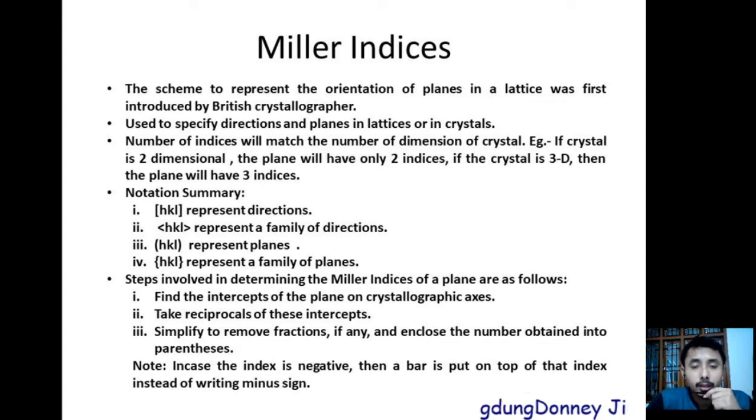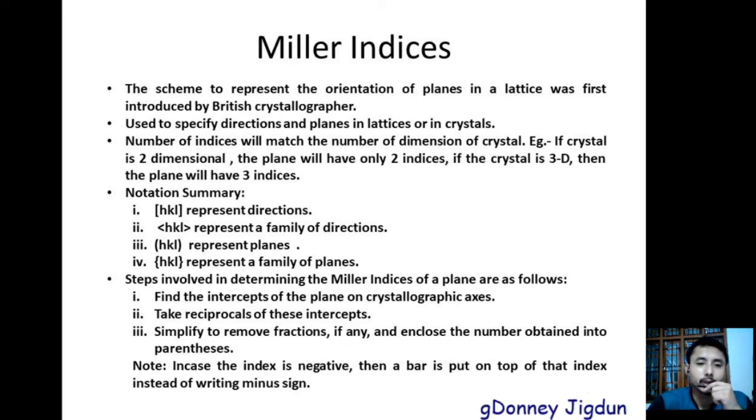Miller indices are basically used by crystallographers, and they were introduced by a British crystallographer. This kind of indices is used to represent the planes and the direction of planes in the crystal. If the crystal is one dimensional, then it will have one index, and if the crystal is two dimensional, then it will have two indices, and if the crystal is three dimensional, then that particular plane can be represented by three indices.